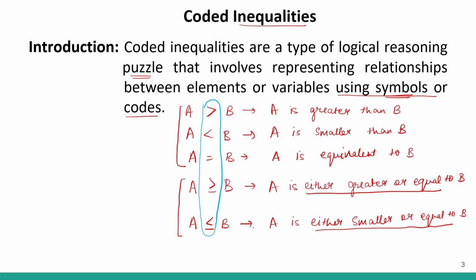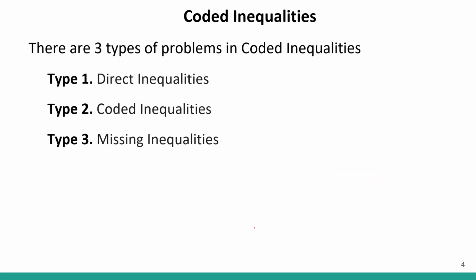Now let us understand this better with the help of some questions. In coded inequalities, you can get 3 types of questions. Type 1 is direct inequality. Direct means it will be given to us as A is greater than B is greater than C equals D, something like this. So these are your direct inequalities.